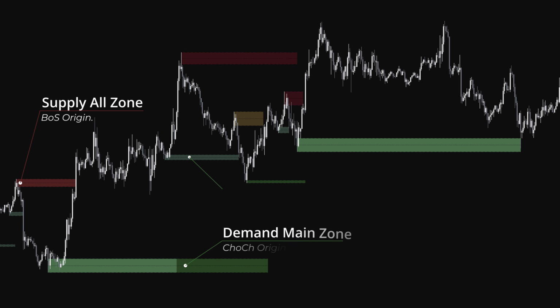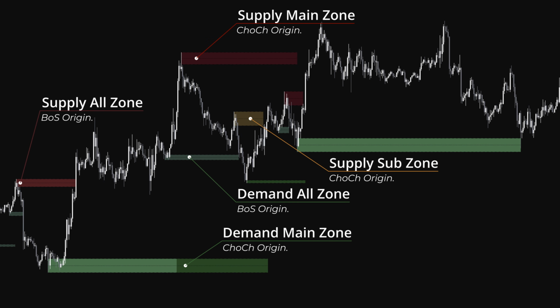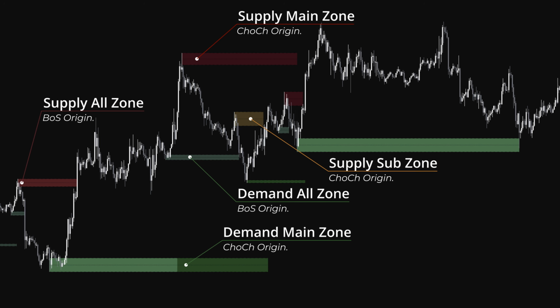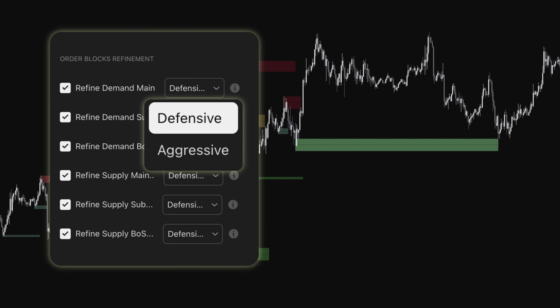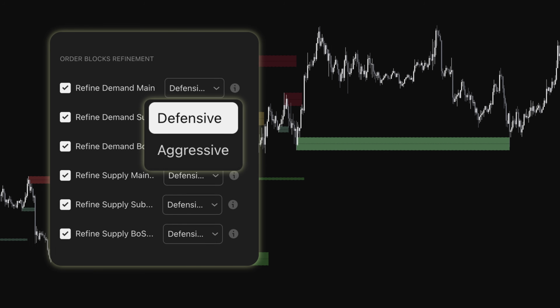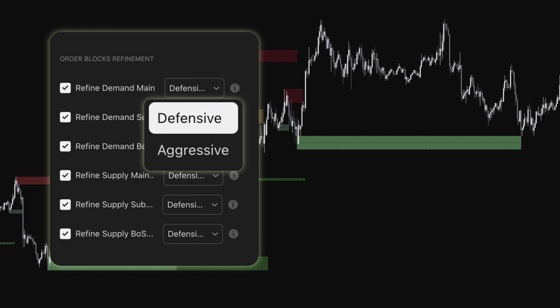The order block system classifies blocks by their structural origin, whether they formed at a change of character or a break of structure, and splits them further into main zones and subzones. A refinement system with defensive and aggressive modes adjusts the displayed zone width based on how close to the origin you want to position.